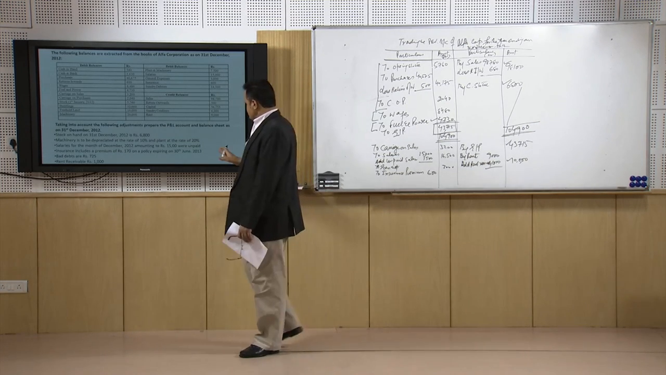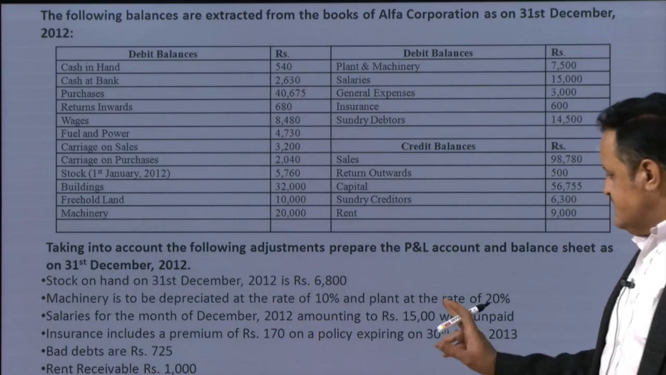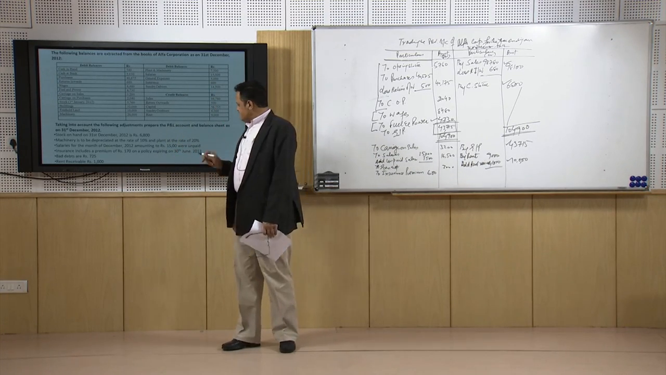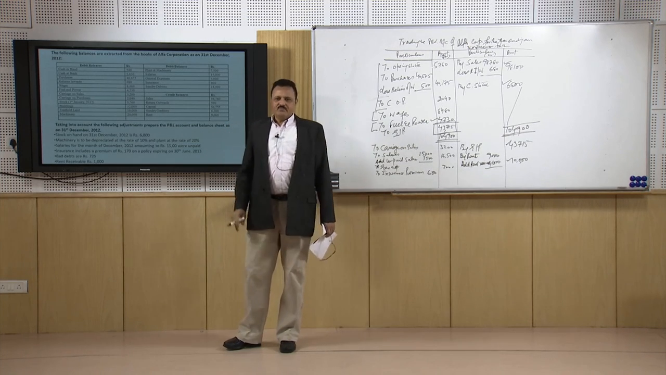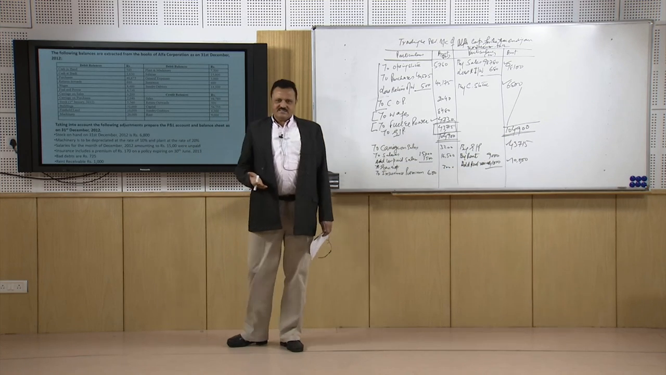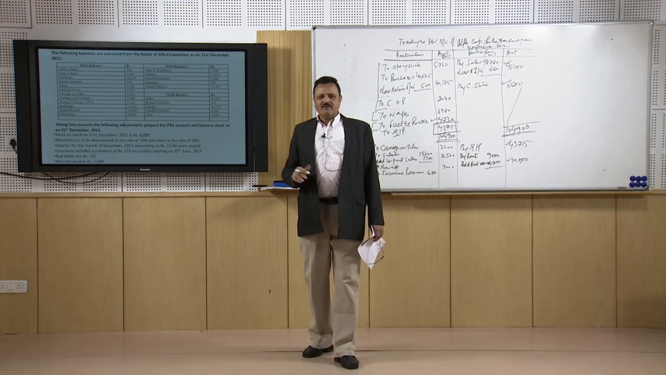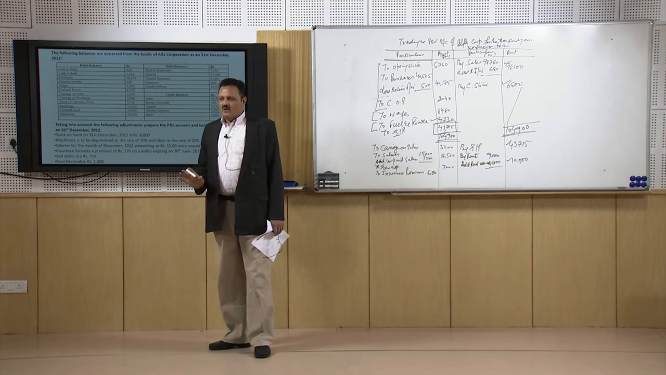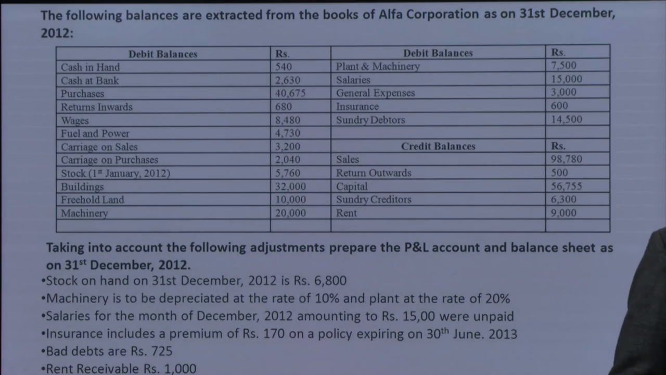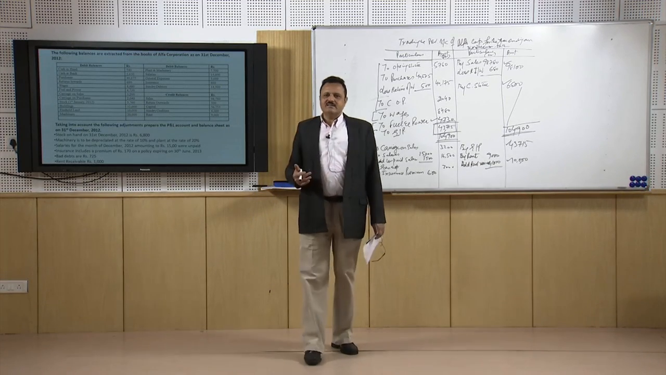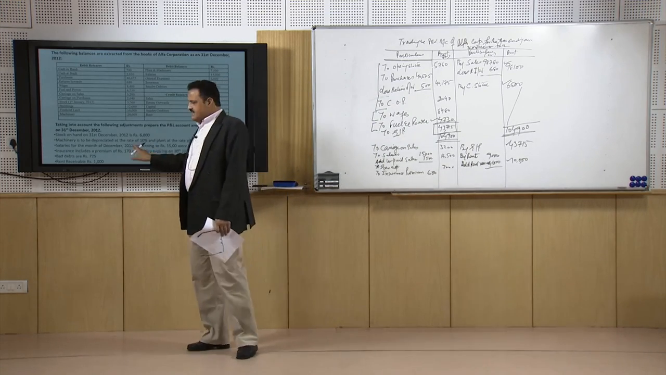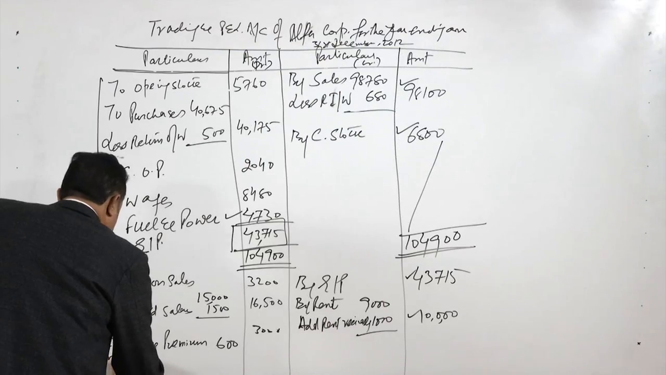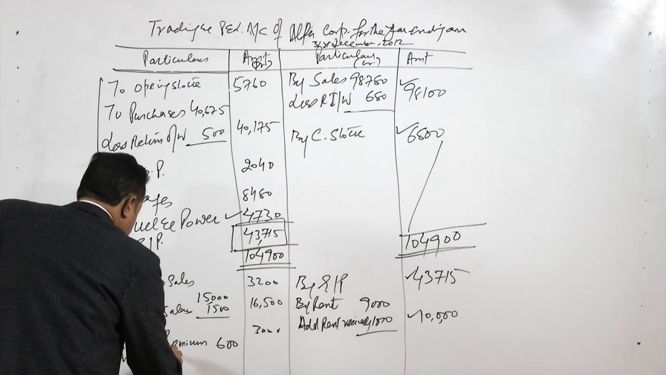Now, this amount 170 is a premium. Out of the total premium of 600 rupees, 170 is paid on a policy which is expiring on 30th June 2013. Means we have paid the premium in advance. We have already paid the premium till 30th June 2013. It means we will have to take that into account because we have paid it in advance. Because we are preparing accounts till 2012, we are not preparing it till 2013. So if you have paid the premium till 2013, that part is extra, that is paid in advance. So you have to subtract that: less premium paid in advance.